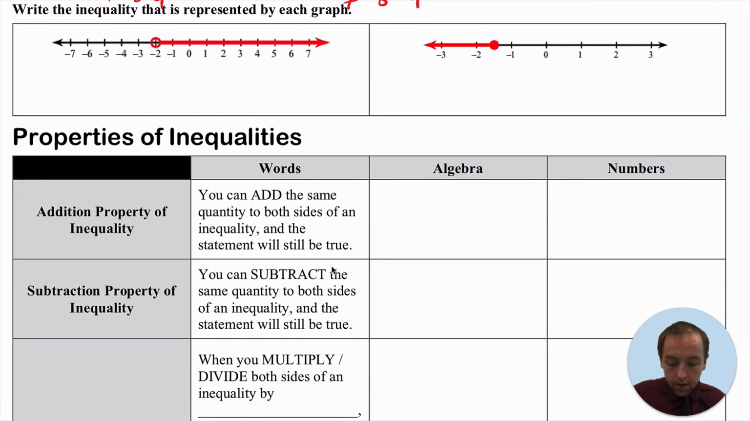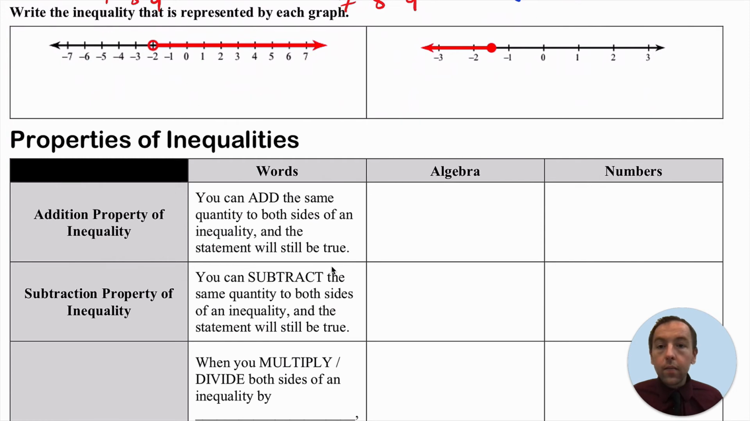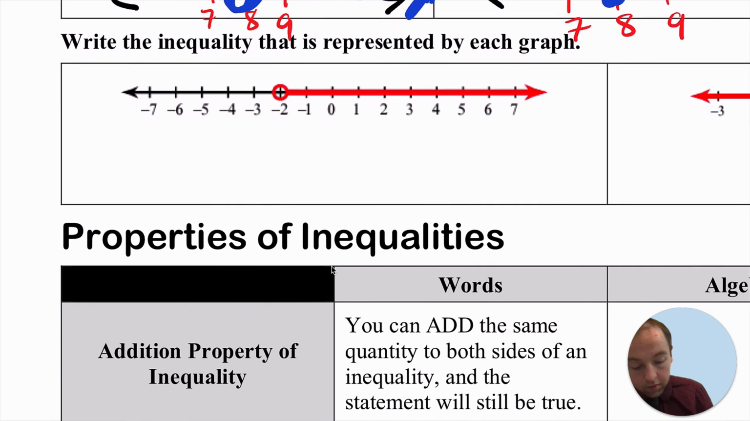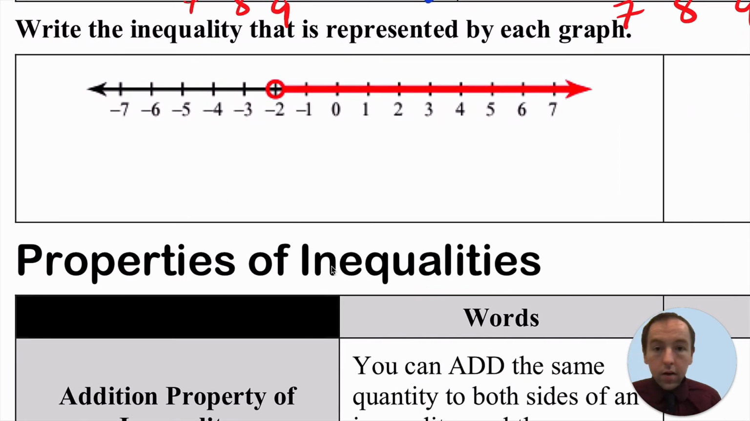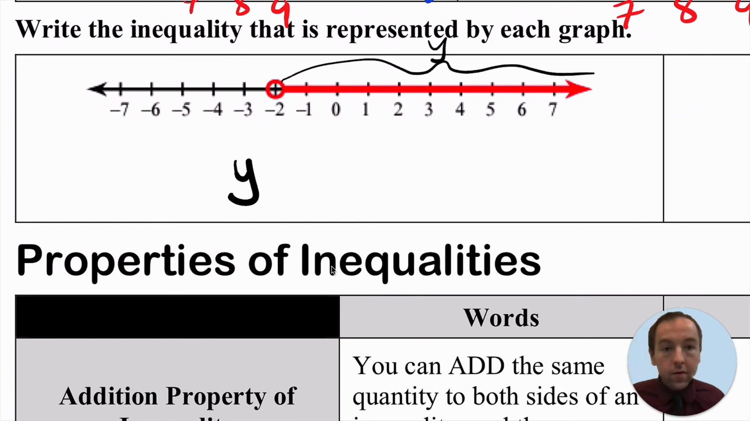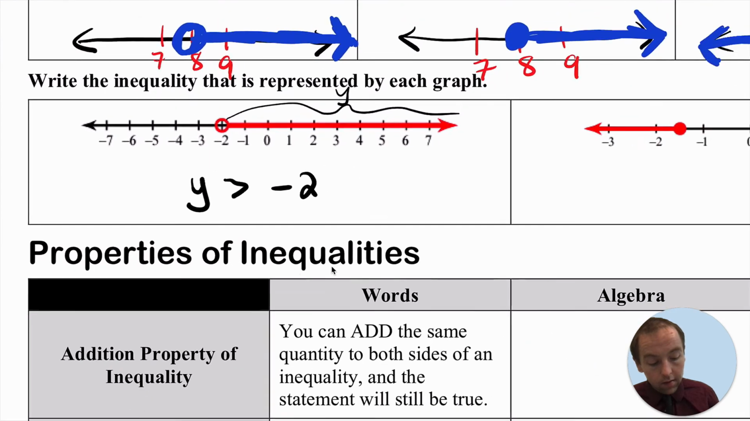And then here it says to write the inequality that is represented by each graph. Okay, so pretty simple, right? It's basically what we're just doing. So right here we've got all the numbers that are higher than -2. So pick some variable to represent these numbers. If I pick y, then all of these numbers here I'm representing with y. And they are all above -2, so we can use the greater than symbol and say y is above -2. You'll notice that it's got the open circle, so we want to exclude -2, or in other words, not include -2 in that solution set.